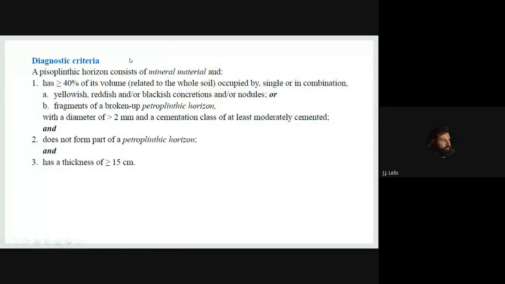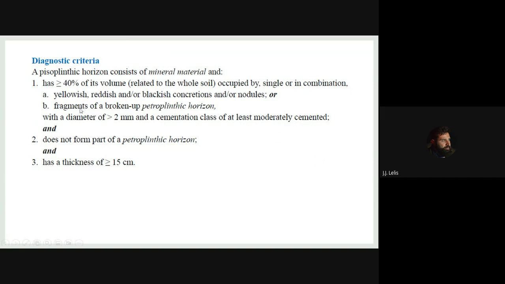And the diagnostic criterion of the pisoplinthic horizon is that at least 40% of the volume is occupied by a single type or a combination of concretions and nodules that have a yellow, red, or black color. Again, yellow and red are related to iron concretions or nodules, and the blackish ones are related to manganese or iron and manganese materials, okay?